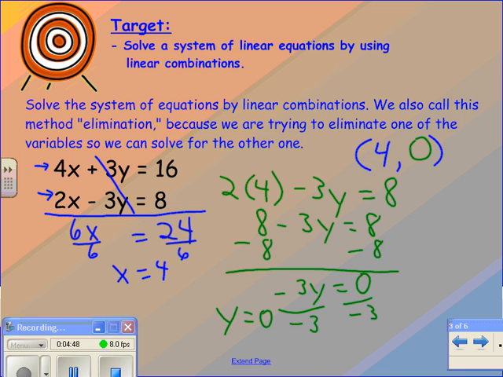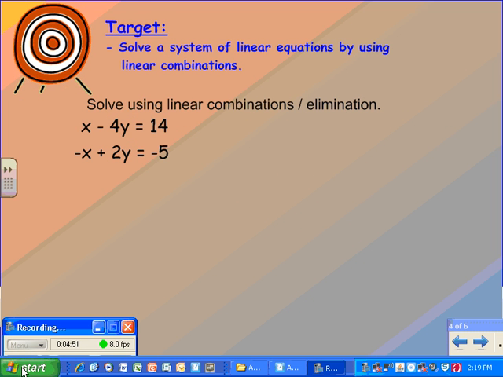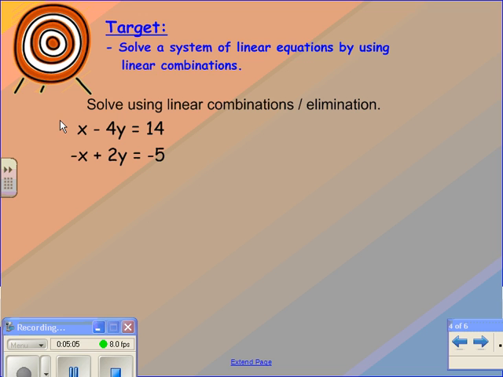So in this system of equations, x minus 4y equals 14, negative x plus 2y equals negative 5, I want to do the same thing. I want to look at both my x terms here and here.